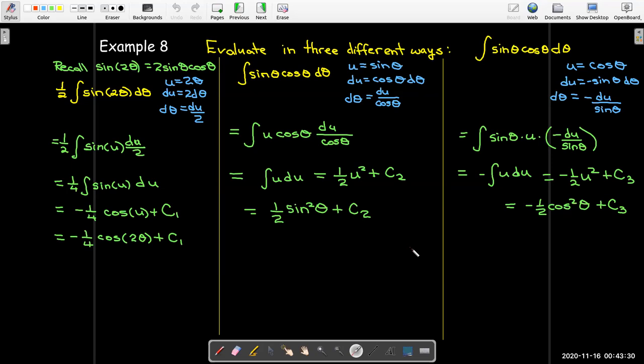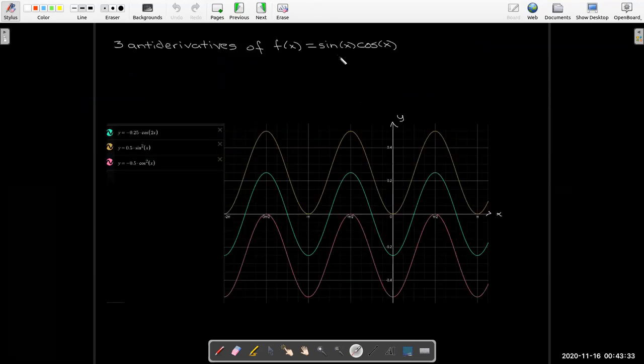So we have sine of x, cosine x, and we found three antiderivatives. Negative 1 fourth cosine of 2x, that's the green curve in the middle. The brown curve is 1 half sine squared x, and the magenta curve is negative 1 half cosine squared of x. So these curves are parallel to each other. They only differ by a vertical shift, which is equivalent to adding a constant.